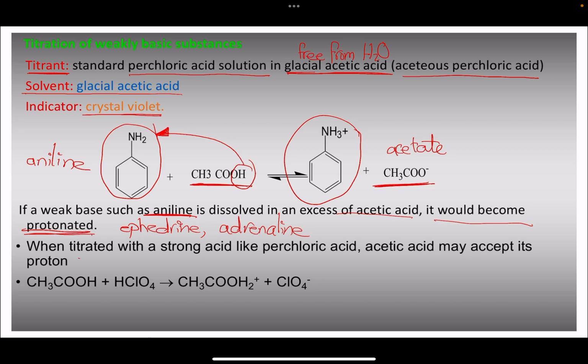The protonated sample, the protonated aniline, when titrated with a strong acid like perchloric acid, acetic acid may accept its proton. So when perchloric acid is dissolved in acetic acid, in this case acetic acid acts as a protophilic solvent. It takes the proton and is converted into the solvated proton, and the perchlorate ion is released.